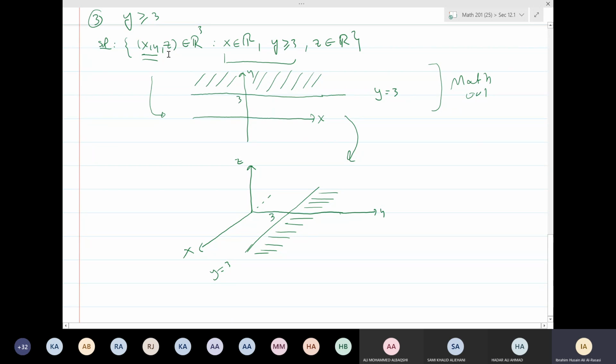Now I go to the z. Z is free. So what do I do with this region here? Shift it up and down. Exactly, that's what you allow. Z is free. Take the whole region here to the first floor, second floor, and so on, first basement, second basement, and so on. This is what you do.